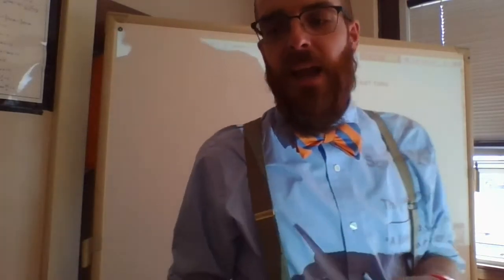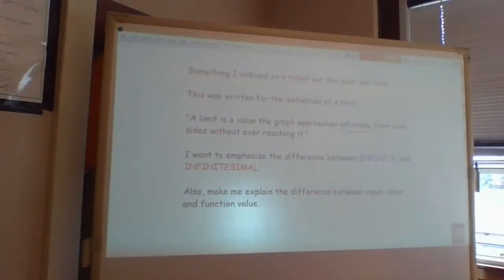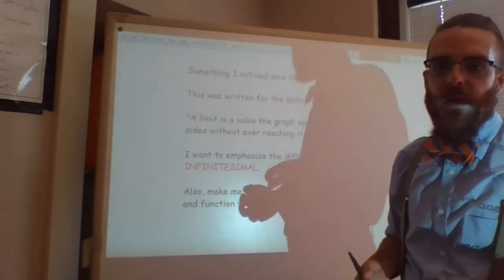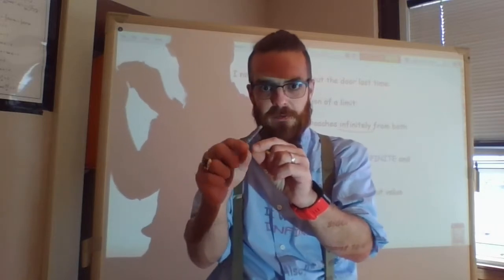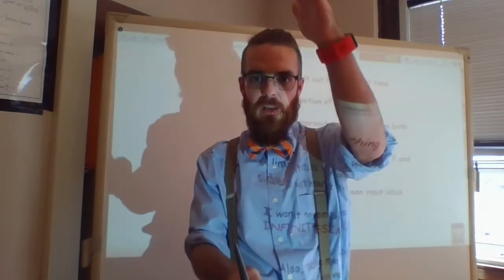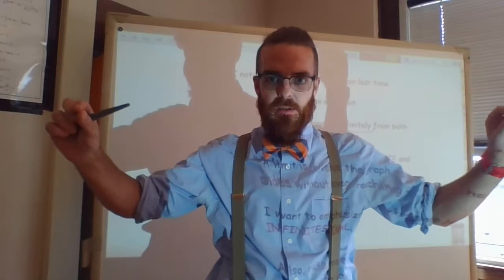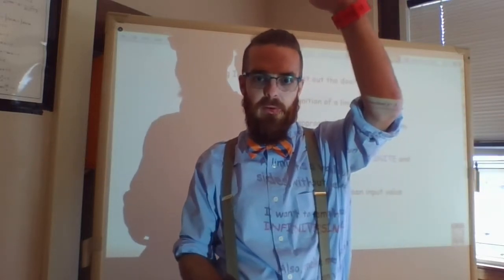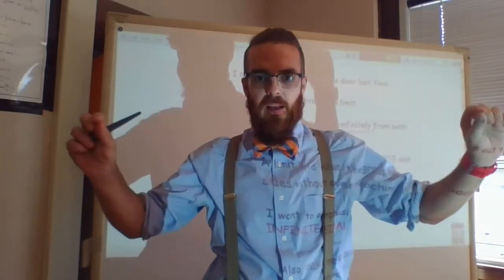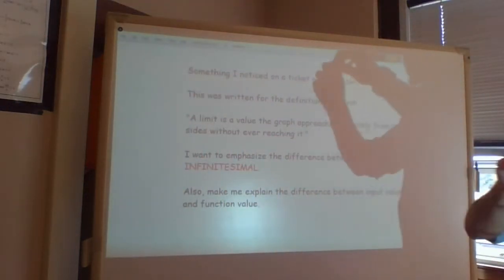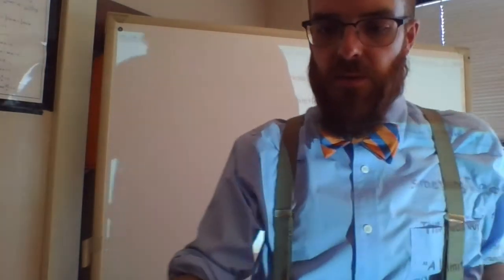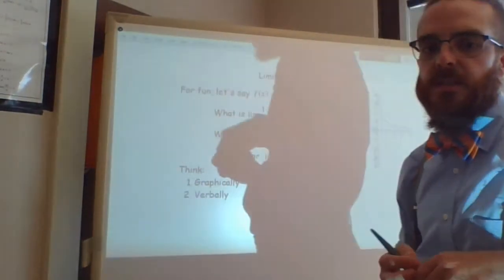All right? And down here we have explain the difference between input value and function value. Input value is the leftiness, rightiness. Function value is the uppiness, downiness. So how far out versus how far up. X value, function value. All right? Input value, function value. Those are things that you need to know.